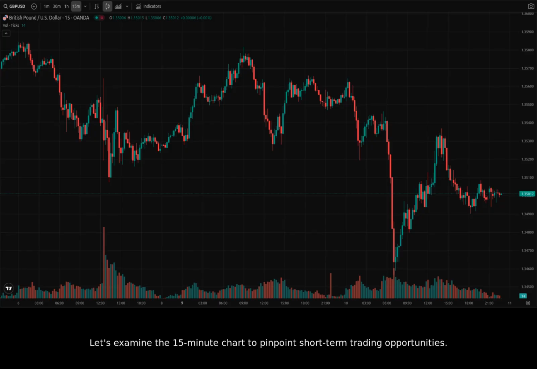Let's examine the 15-minute chart to pinpoint short-term trading opportunities. Here we can see recent price action in much more detail. Recent candles show some consolidation after a fall, followed by another fall.